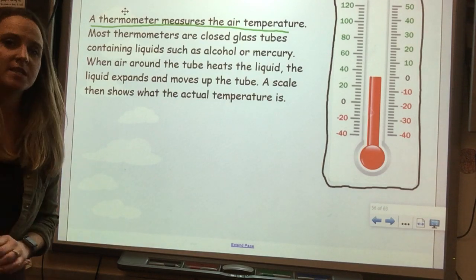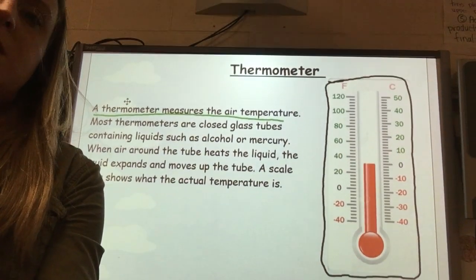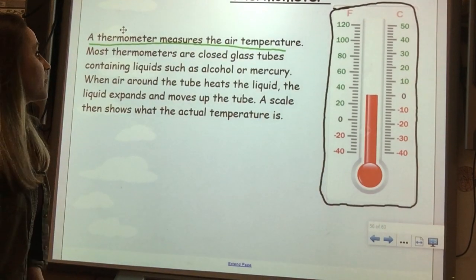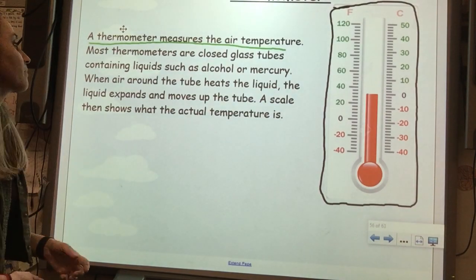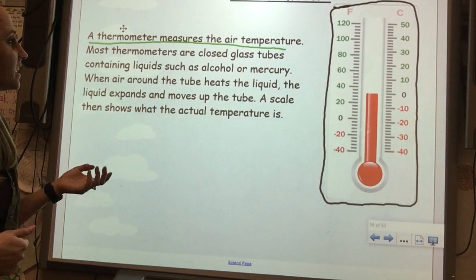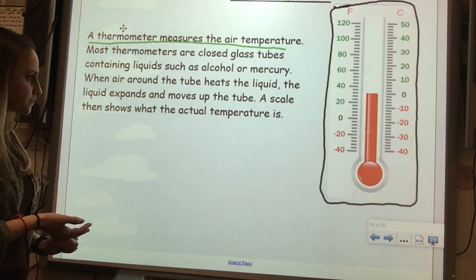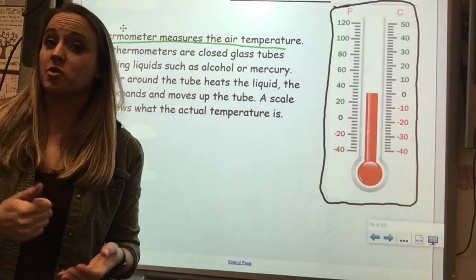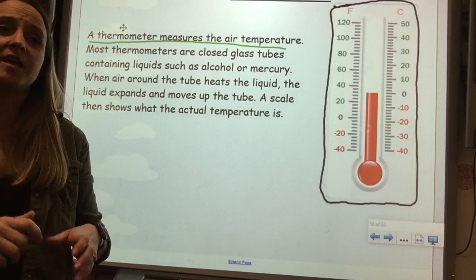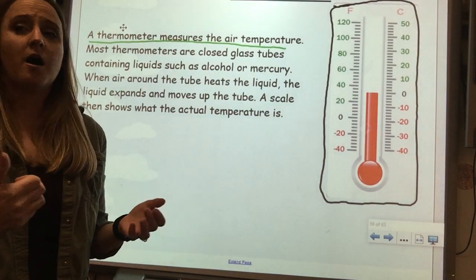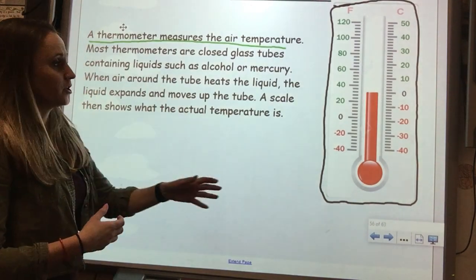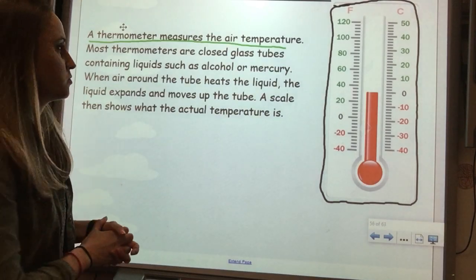All right, so our first one is a thermometer. Now, most of you have probably heard of a thermometer before, but a thermometer measures the air temperature. Most thermometers are closed glass tubes containing liquids such as alcohol or mercury. Now, obviously now we have digital thermometers that are usually what you have in your house, but if you're taking the air temperature and anything that has to do with the weather, you're going to have a thermometer in a glass tube most of the time. They do have digital ones though.